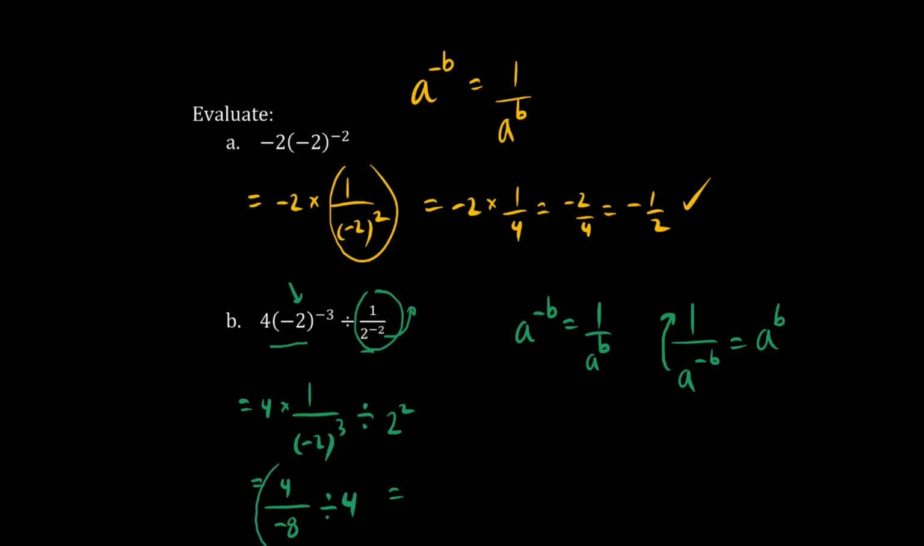What is 4 over -8? Dividing top and bottom by 4, we have 1 over -2, and we're going to multiply by the reciprocal of 4 over 1, which is 1 over 4. Multiplying across, our final answer is 1 over -8, which equals -1 over 8.